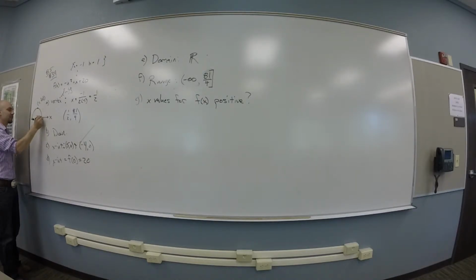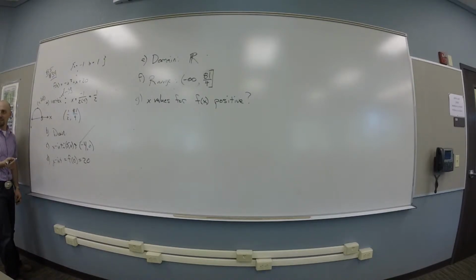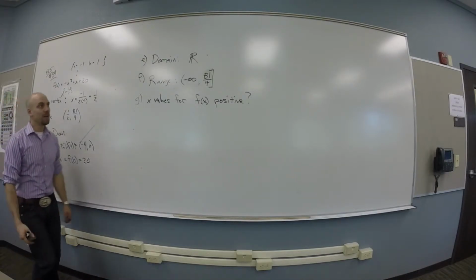What are these? The x-intercepts. Yeah, those are the x-intercepts. They're at negative 4 and 5, right? Okay, so this thing's positive anywhere between negative 4 and 5.